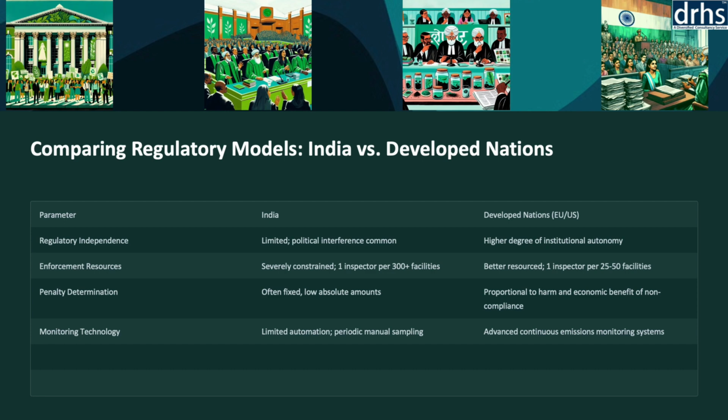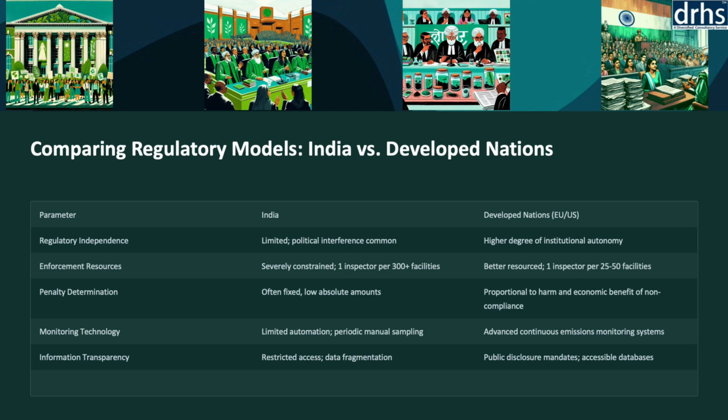Another parameter is related to information transparency. Access to information in India is often restricted, with data fragmentation being a common issue. This lack of transparency can hinder public awareness and accountability. Developed nations mandate public disclosure of regulatory information, making data accessible through structured databases. This transparency fosters greater trust in regulatory processes and enables informed decision making by the stakeholders.